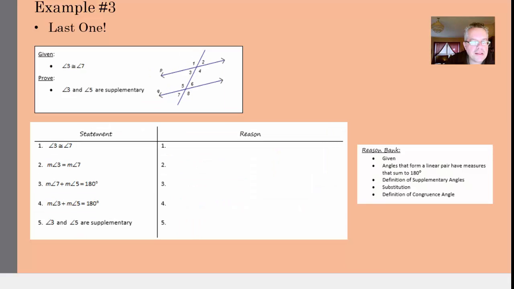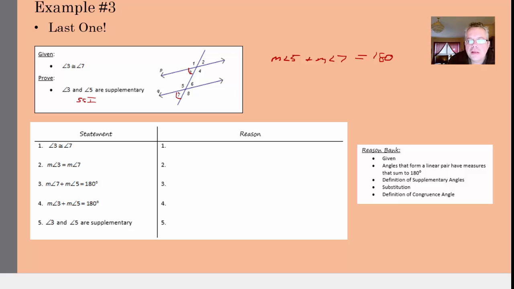All right, we're up for our last example here. And once you practice this a time or two, I think you get used to the reasons. Given 3 and 7 are congruent, so we're starting in the same place we did in the last one. It says show 3 and 5, those are same side interior angles, are supplementary. Okay, now I'm going to use the same trick we used before. I know that 5 and 7 add to 180, so the measure of angle 5 plus the measure of angle 7 equals 180. Why? Because they're a linear pair.